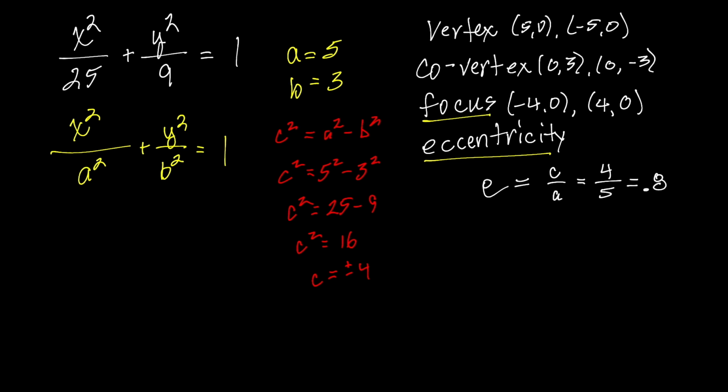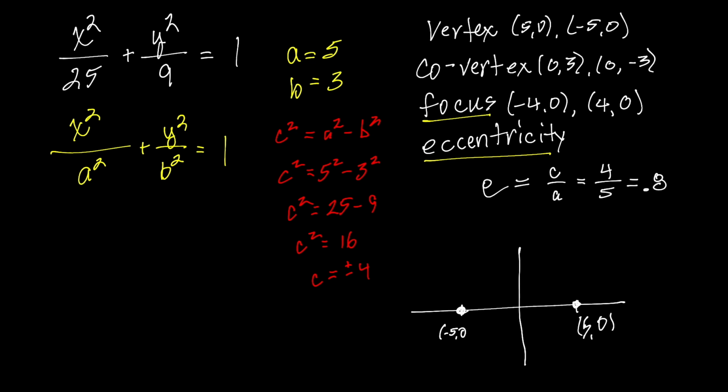All right, I'll see if I can fit this on the same screen so that we have the values that we calculated to look at. First I'm going to plot the vertices, 5, 0 and negative 5, 0. So 5, 0 is going to be out here, and negative 5, 0 is going to be out here somewhere. So there are the two vertices.